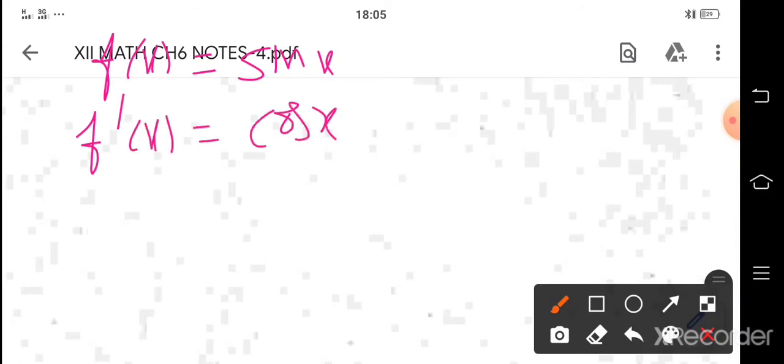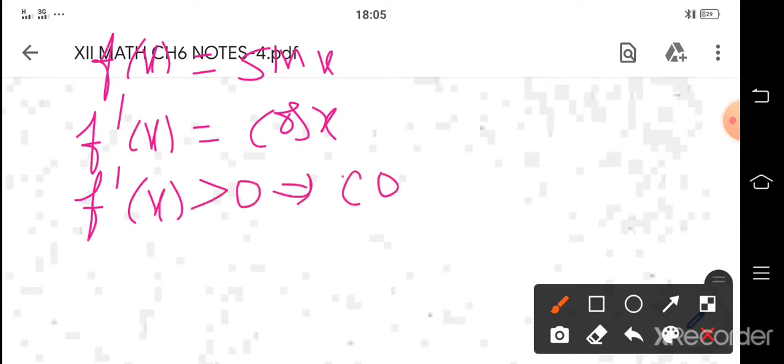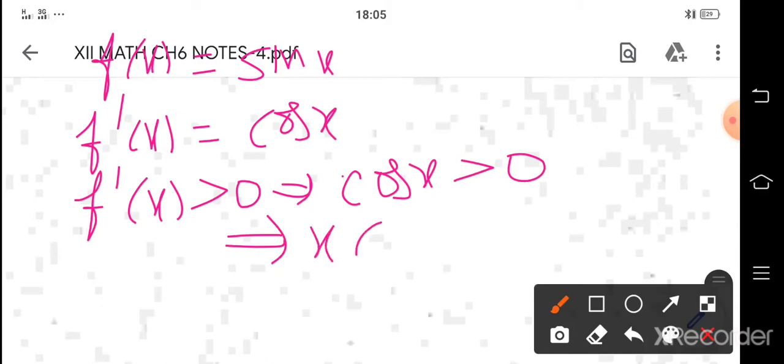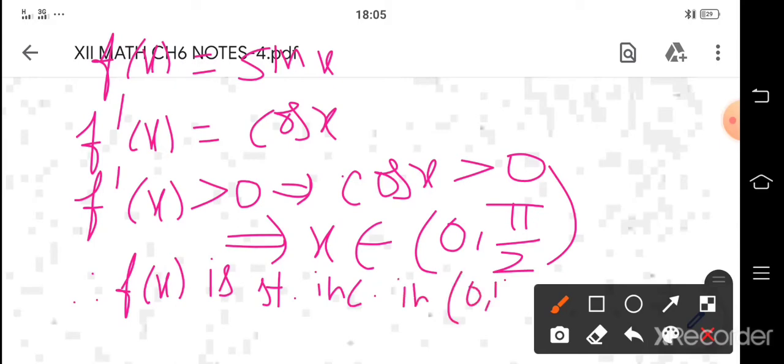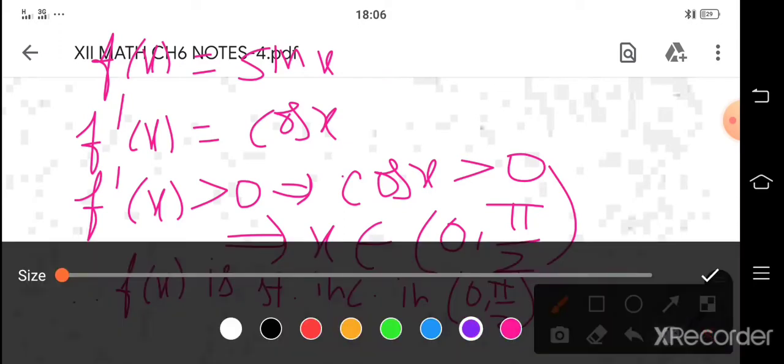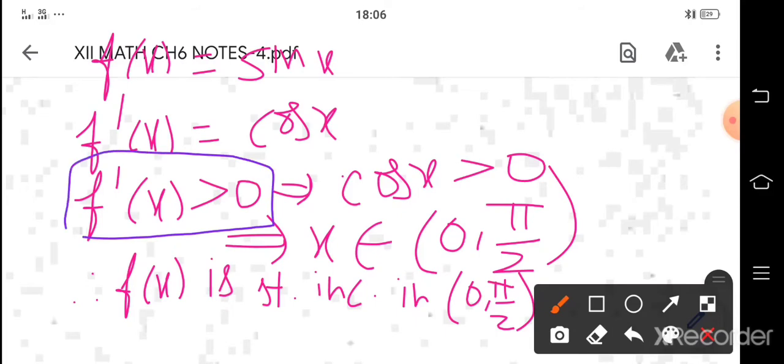Cos x. For strictly increasing, you should take f dash of x greater than 0, so cos x is greater than 0. Cos x is greater than 0 when x is in the first quadrant, 0 to pi by 2. Done. Therefore, f of x is strictly increasing in the open interval 0 comma pi by 2. In a similar way you can find the other by taking less than 0 instead of greater than 0, so you get cos x less than 0.